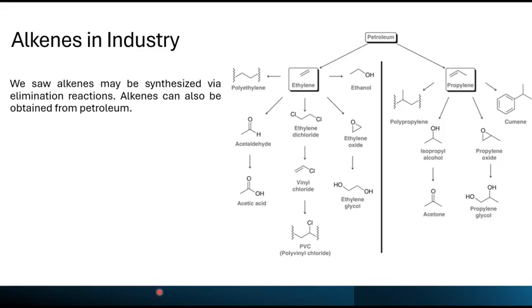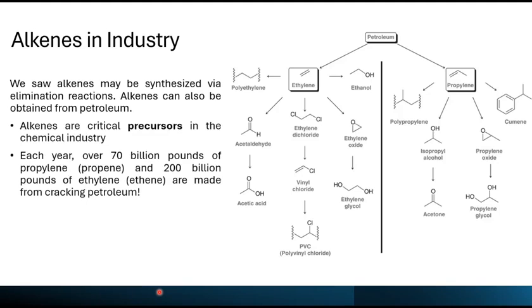Alkenes in industry. We saw alkenes may be synthesized via elimination reactions. Alkenes can also be obtained from petroleum. Alkenes are critical precursors in the chemical industry. Each year, over 70 billion pounds of propylene, or propene, and 200 billion pounds of ethylene, or ethene, are made just from cracking petroleum. And then those are derived into other useful compounds. For example, ethylene is made into different types of alcohols, vinyl chlorides, PVC. Propylene is also synthesized into things like acetone and propylene glycol.